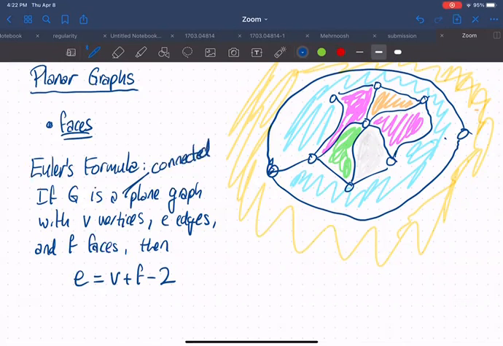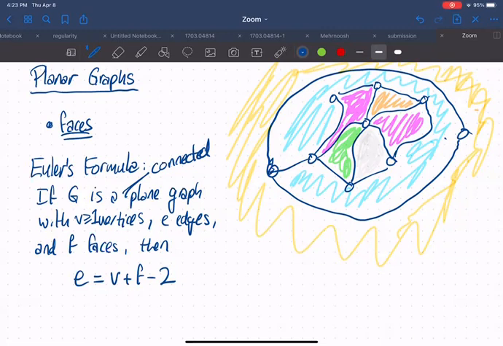And another also important qualifier, let's say V bigger than or equal to 1. So it's a graph with at least one vertex. It's connected, and then you get this formula that tells you exactly the number of edges as a function of the number of vertices and faces, or it tells you any one of those three quantities as a function of the other two.